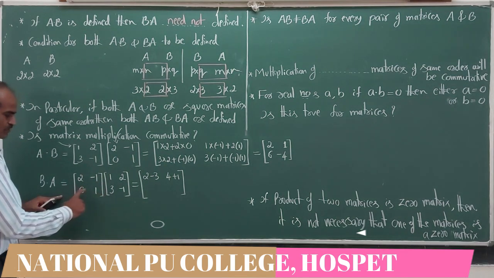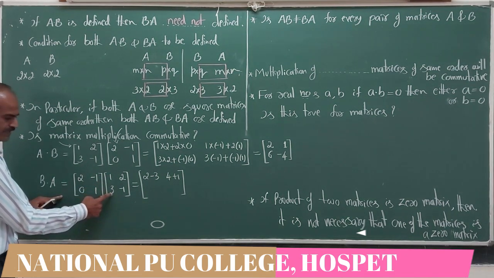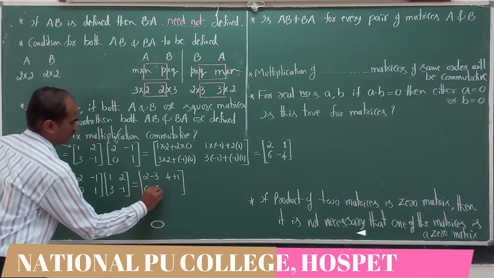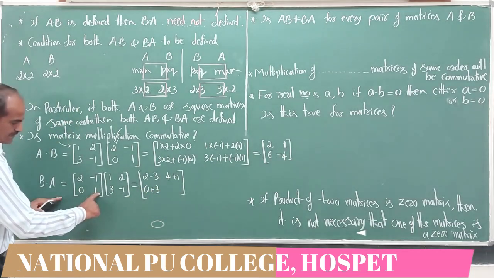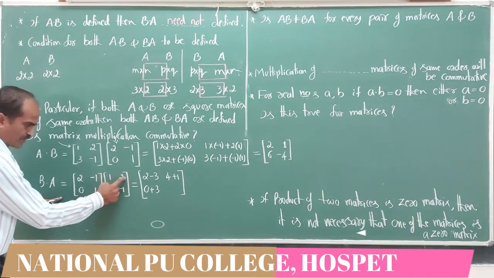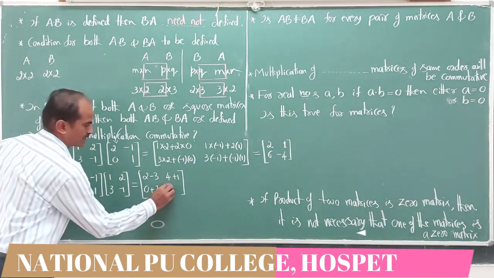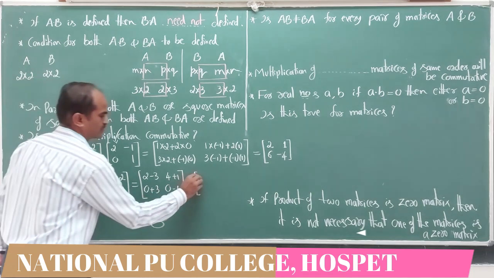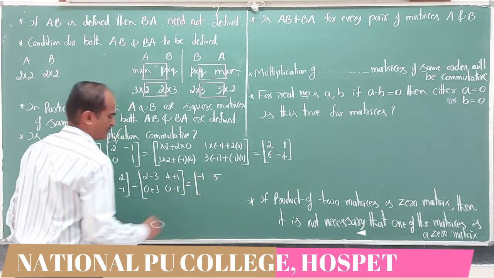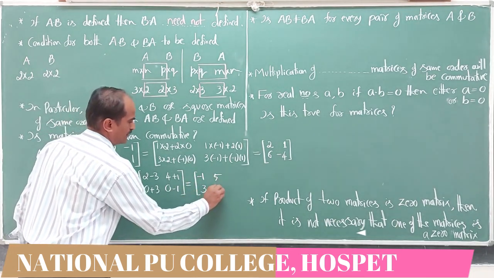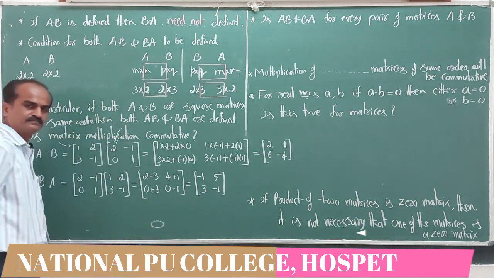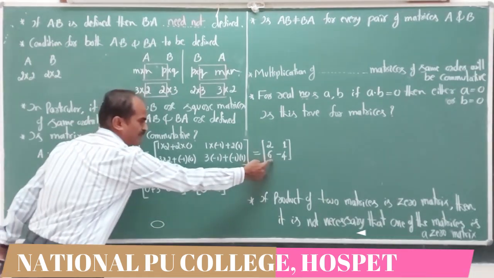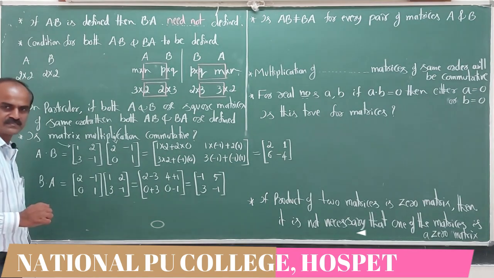Second row, first column 0 plus 1 into 3, 0 plus 3. Second row, second column 0 into 2 plus 1 into minus 1, that is 0 minus 1. You get minus 1, 5, 3, minus 1. Here it is AB matrix, this is BA matrix.